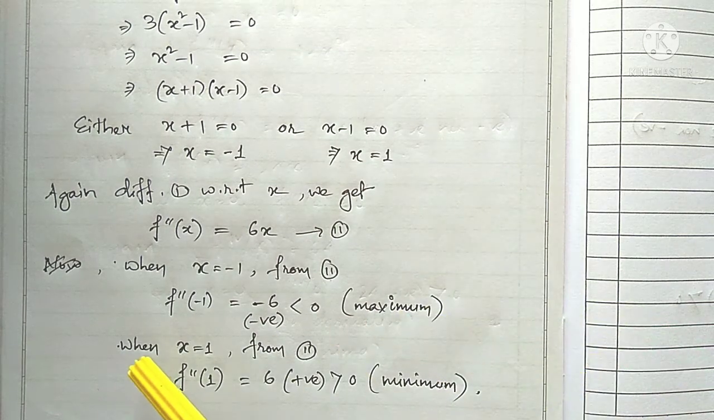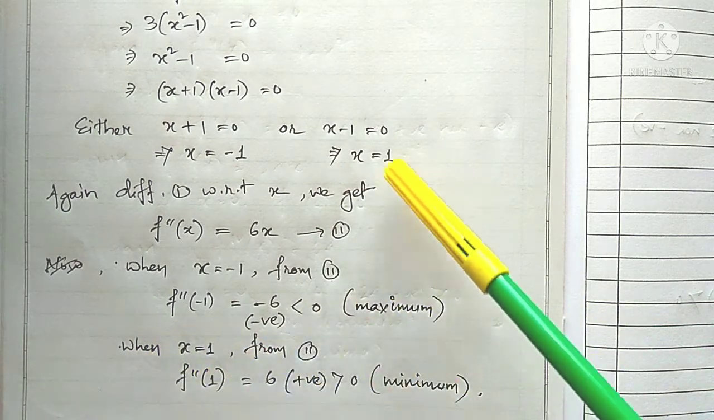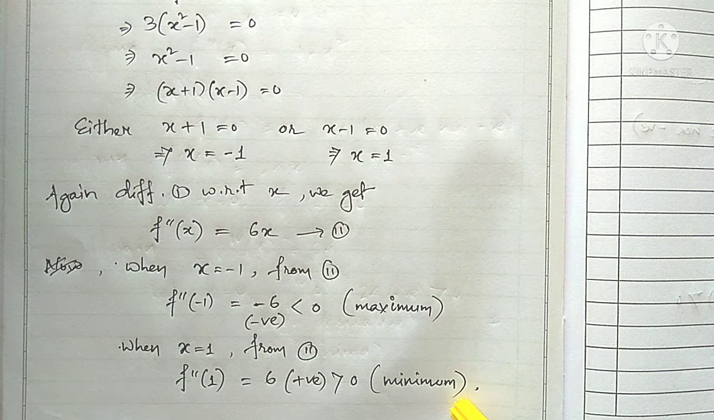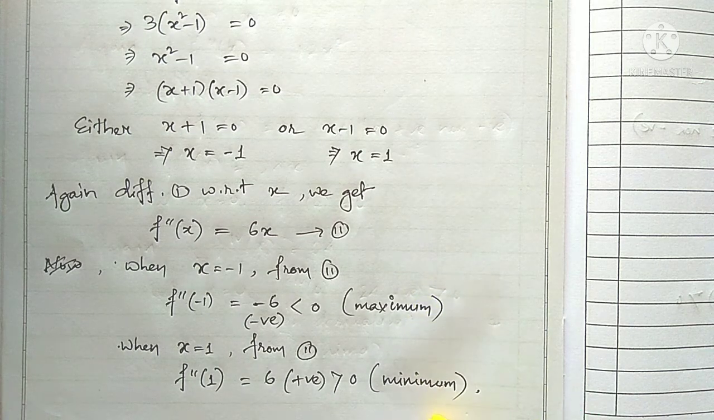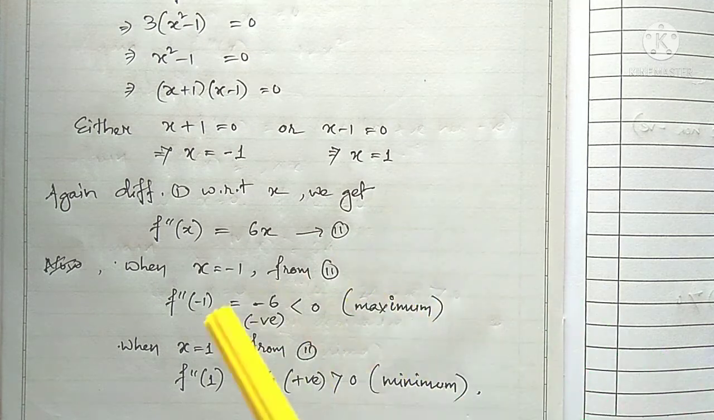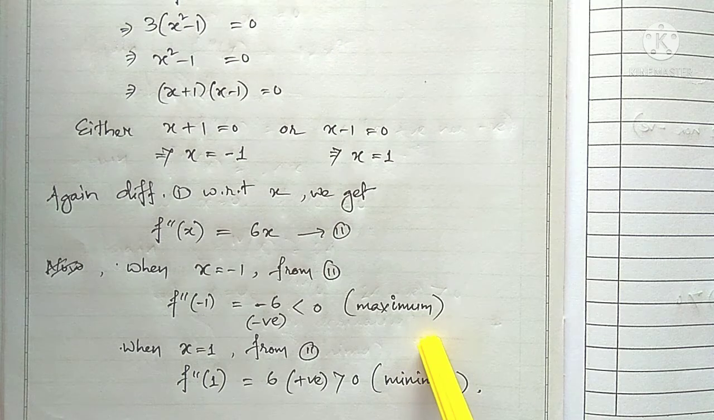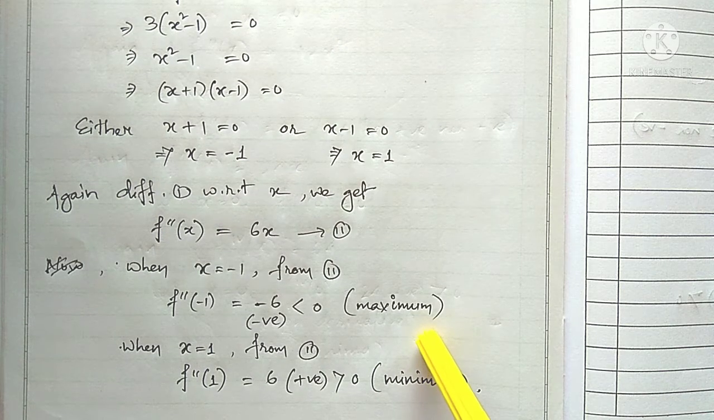And now similarly here, if you see, when we put x equal to 1, we get a positive value. Positive value means greater than 0, and greater than 0 means what? Minimum value. So what is the meaning of this maximum and minimum? When we put x equal to -1, that means we get the maximum value. That means our verification is complete here.